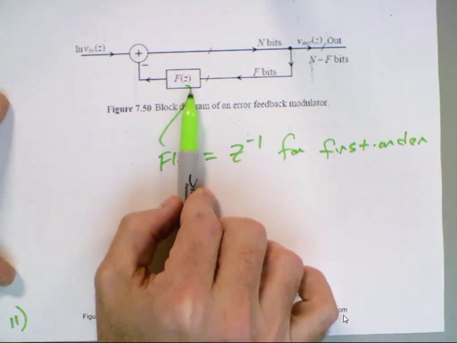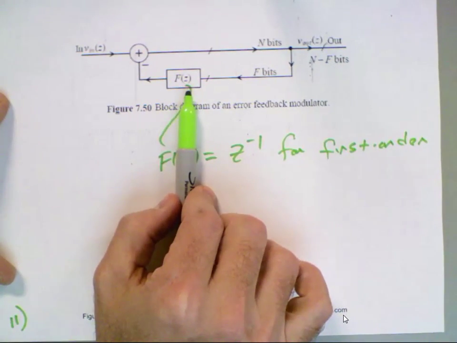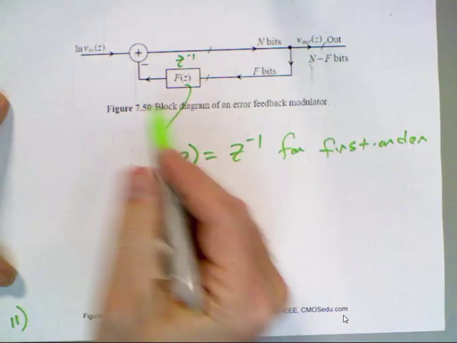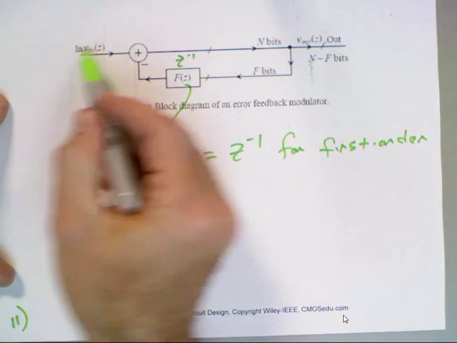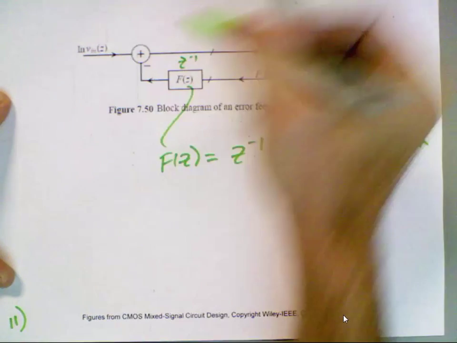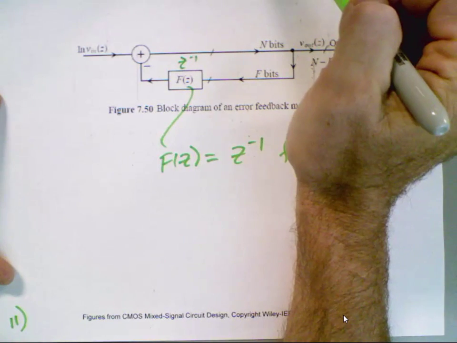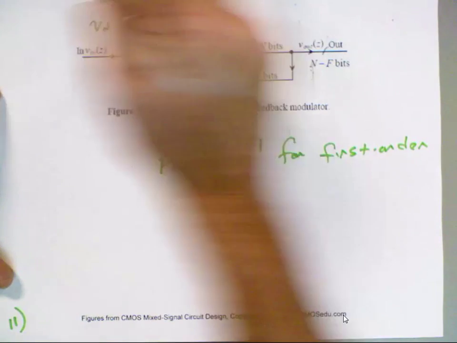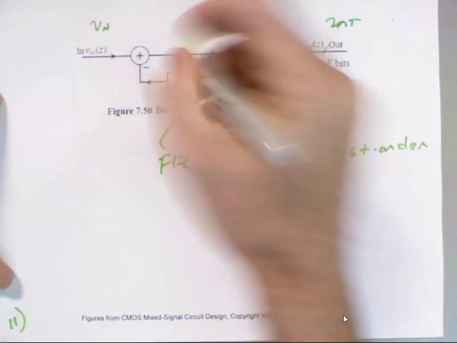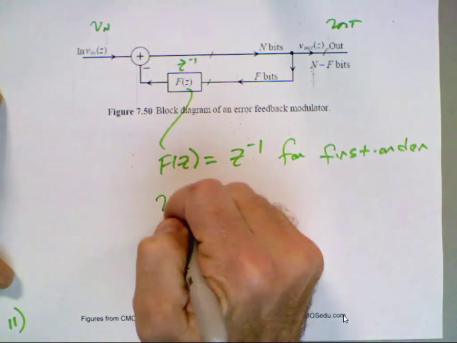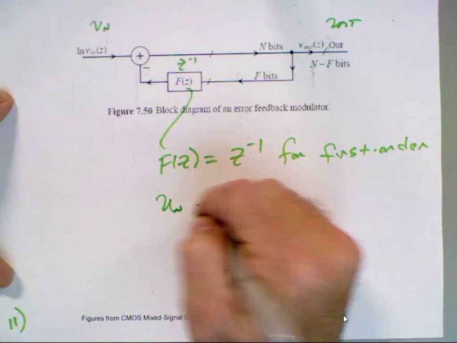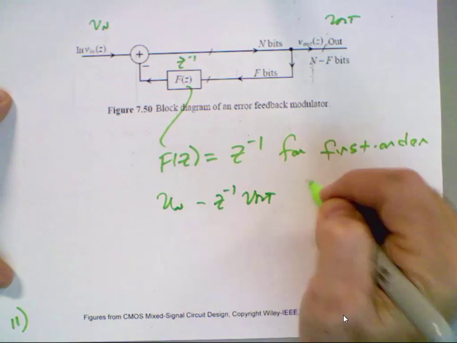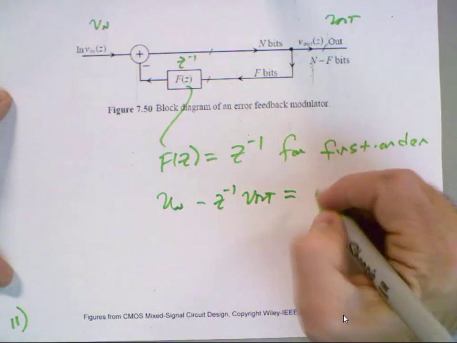But also, I need that for the differentiation. So you remember, if I put this as z to the minus 1, and I take my input and feed it back, and then I feed it back around, what does that give me as a transfer function? Well, let's find out. V in, V out. So we get V in minus z to the minus 1, V out is equal to V out.